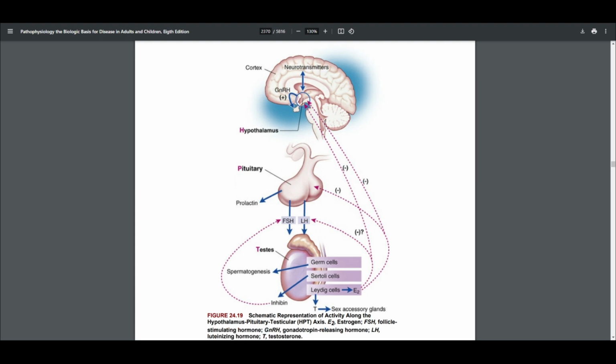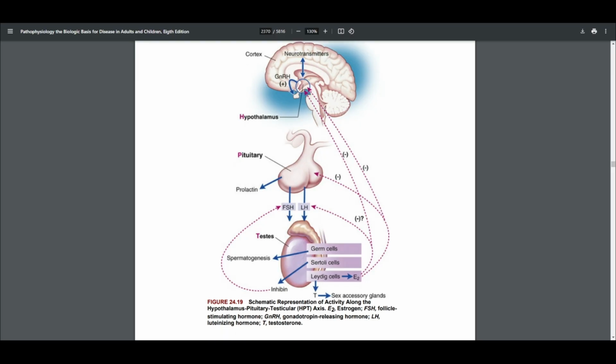So here you're taking a look at the schematic representation of activity along the hypothalamus and pituitary testicular axis. A good spot to hit pause if you need to take a visual of how those hormones regulate.